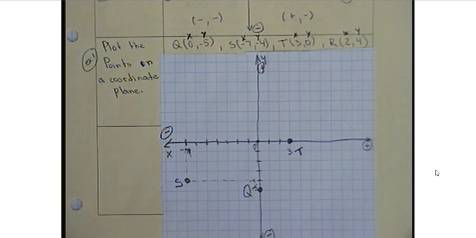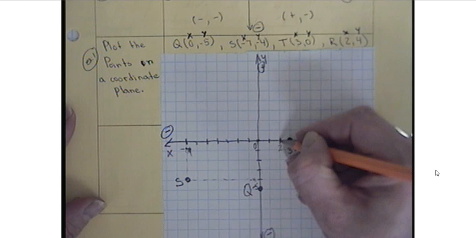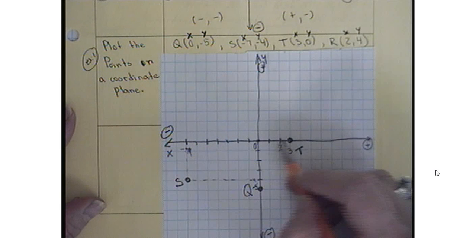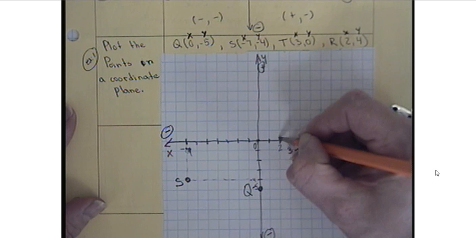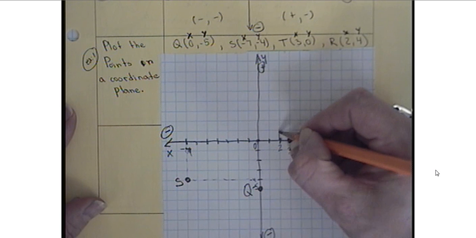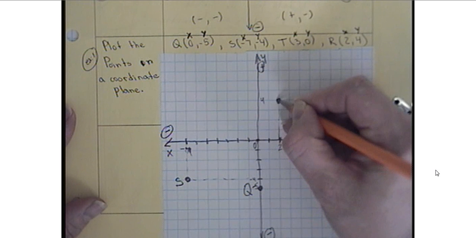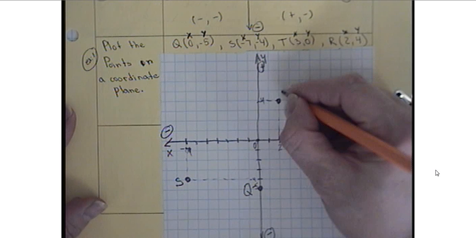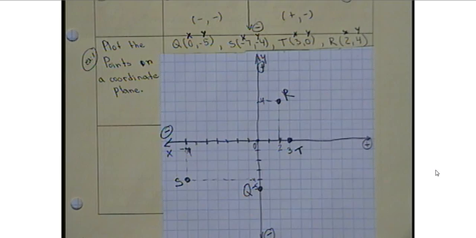In the final point, R, we have 2 positive for X, so 1, 2, and 4 positive for Y, which means we're moving up, so 1, 2, 3, 4. So that will be the location of my R point. And with this set, we're done with the first example.